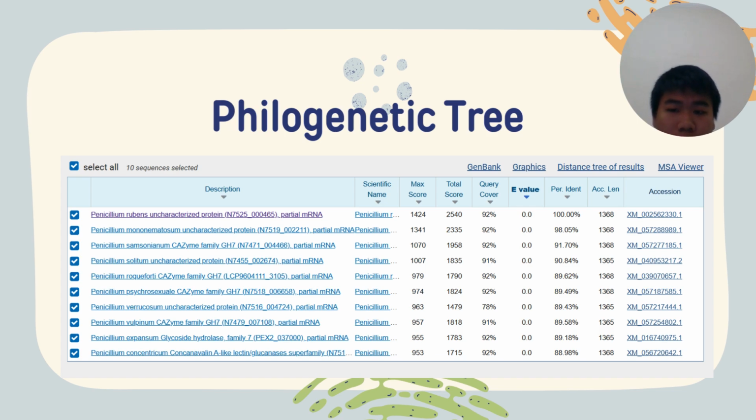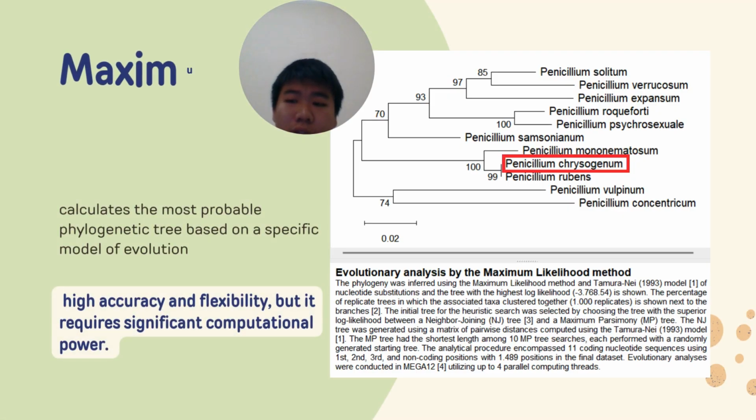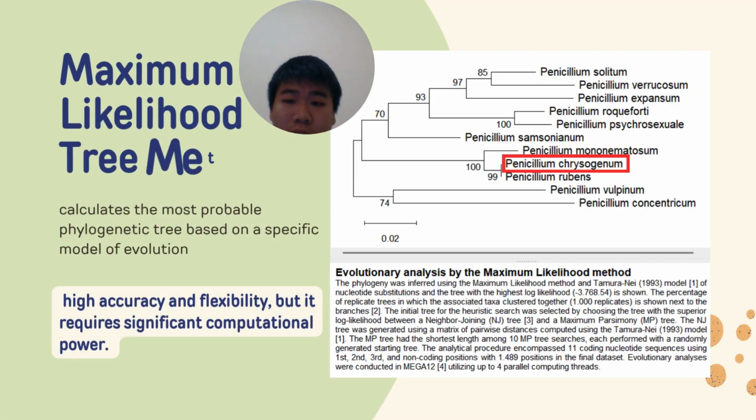This analysis is important for understanding the evolutionary relationship of the gene with other genes of similar function from different organisms. To construct the phylogenetic tree, I selected a total of 10 other genes obtained through BLAST search. From the BLAST result, I selected relevant homologous genes to include in the phylogenetic comparison. The first method used is maximum likelihood. This is a statistical method that calculates the most probable phylogenetic tree based on a specific model of evolution.